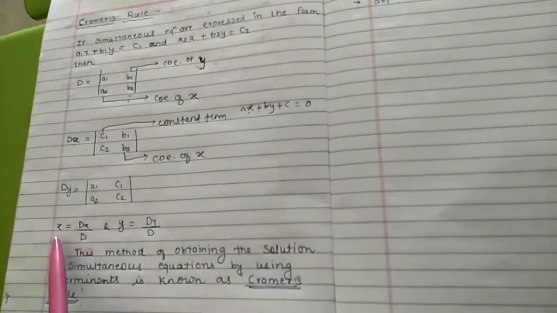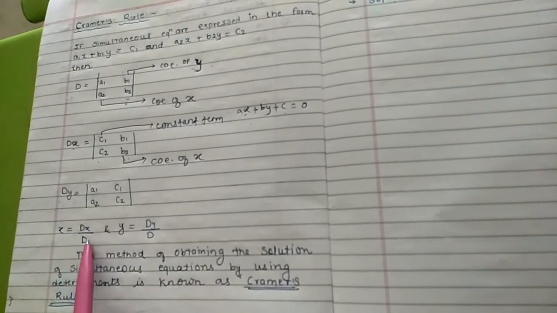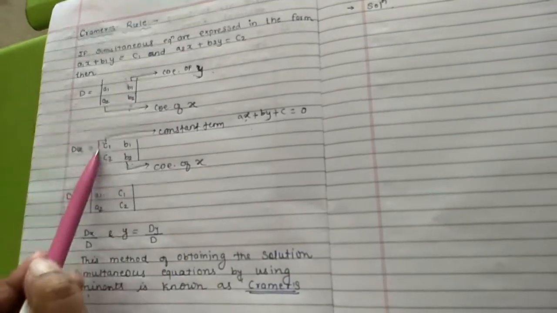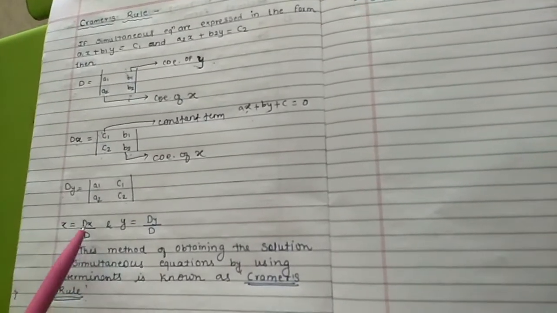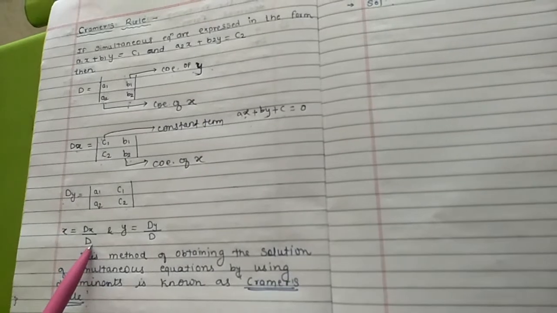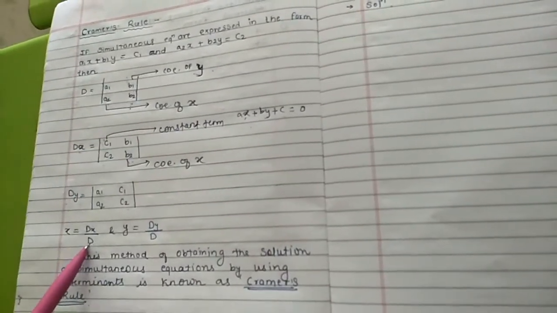The value of the variable x equals Dx by D. Whatever number we get for Dx, we write down, and we divide it by the determinant value D. Similarly, by using Cramer's rule, we get y equals Dy by D.